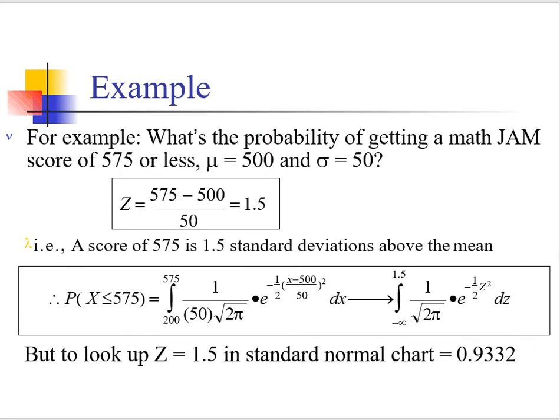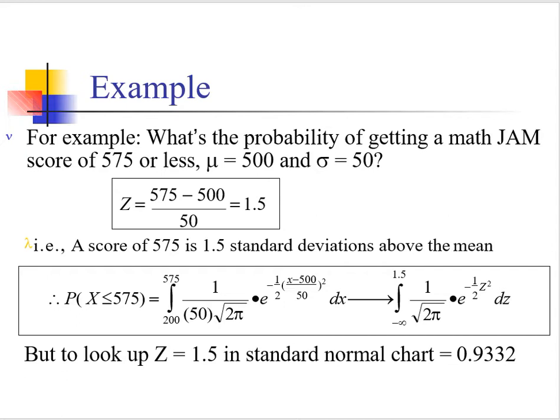For example, what is the probability of getting a math JAM score of 575 or less? Mu is equal to 500 and sigma is equal to 50. Z is equal to 575 minus 500, divided by 50, which is 1.5. A score of 575 is 1.5 standard deviations above the mean.